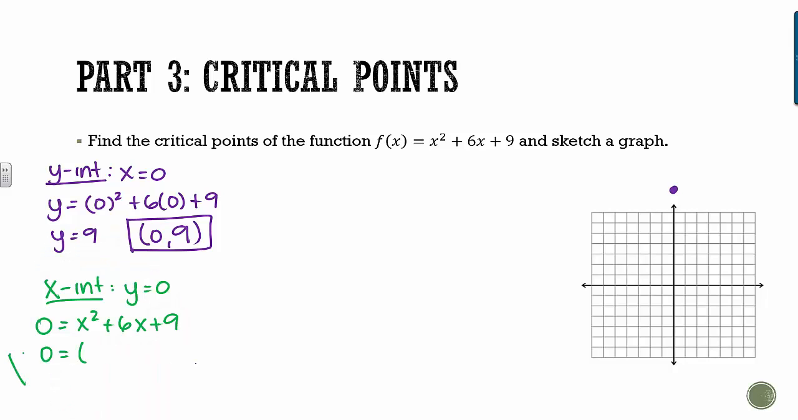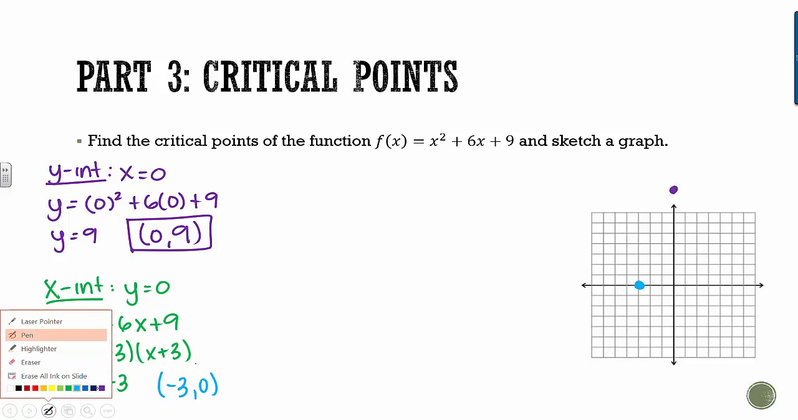If I want two numbers that add to 6 and multiply to make 9, they're 3 and 3. So we get this twice, which means when we solve, we only end up with one answer here, which is fine because that just means we have one x-intercept at -3, 0. So 1, 2, 3. There's the only one.